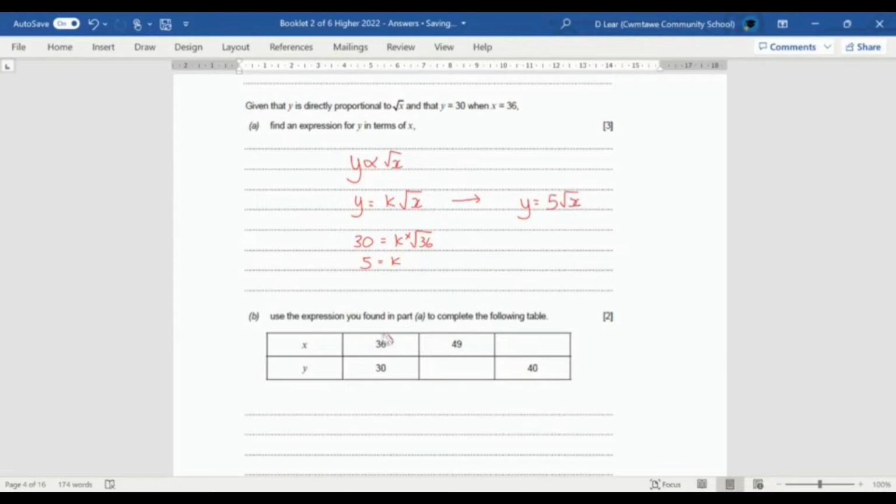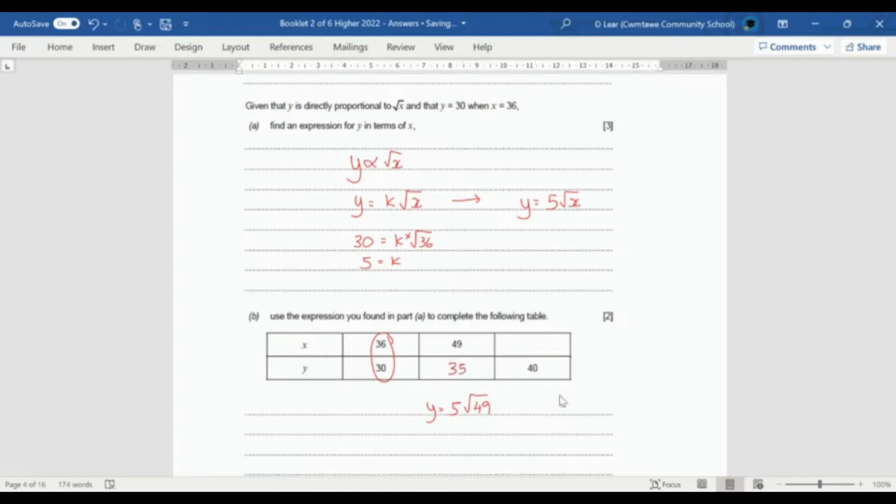Down to here, there's the pair of values they've already given me. Now my job, put 49 instead of x, okay? So y equals 5 times the square root of 49. That's normally quite an easy one to do. So 5 times 7, which is 35.